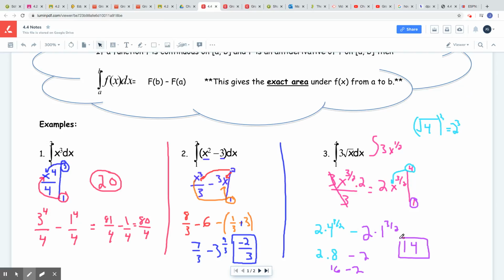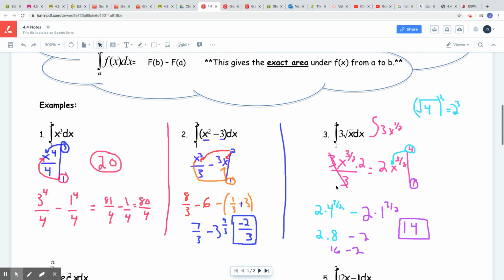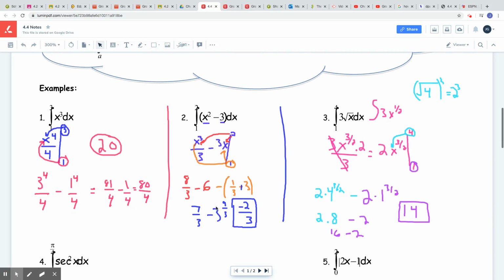Now, the tricky part with this one was probably 4 to the 3/2. So just to go over that again, 4 to the 3/2. The bottom number is the root, and this is the power. So you take the square root of 4, which is 2, and then cube that, which is the same thing as the square root of 4 cubed. 4 cubed is 64. The square root of 64 is 8. You can do it either way. It doesn't make a difference. So that answer is 14.